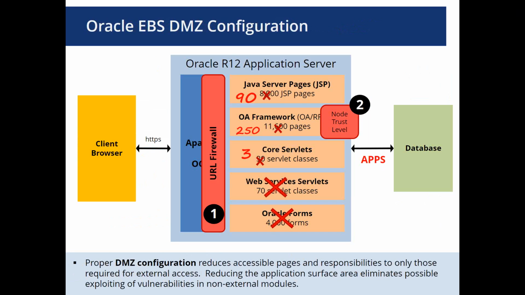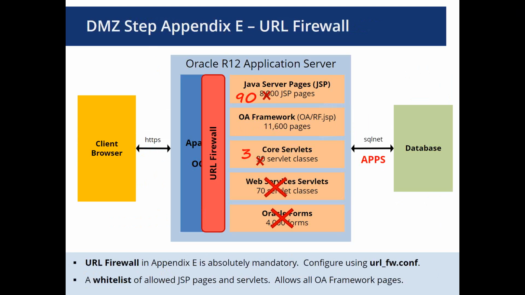If you're running on the internet in a DMZ configuration, you have to make sure you're doing this correctly. The key for the URL firewall is that it's protecting and limiting the surface area. I'm trying to reduce these 20,000 web pages as much as possible. The problem we see for most clients is that in the Oracle documents, the URL firewall is in Appendix E, and there's no reference saying you really should do this, that this is a mandatory step. Oracle doesn't say that. Well, Appendix E, implementing the URL firewall, is an absolute mandatory step.